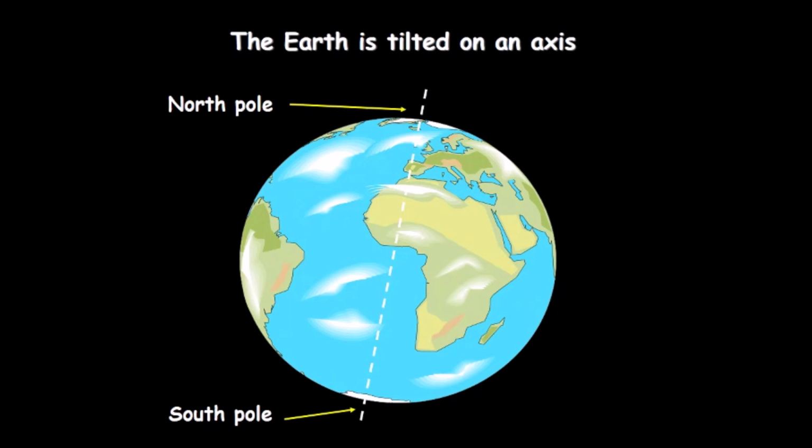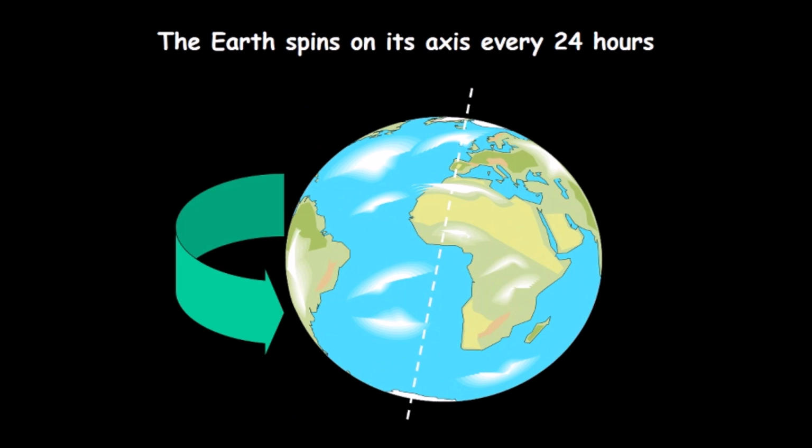So the Earth is tilted on an axis, all right? So this white dotted line here, that's the imaginary axis. We don't actually have a pole sticking through Earth. It's just an imaginary line, okay? So we call this bit at the top the North Pole. And we call this bit here at the bottom the South Pole, all right? So the Earth spins on its axis every 24 hours, all right? So it's on a tilt.